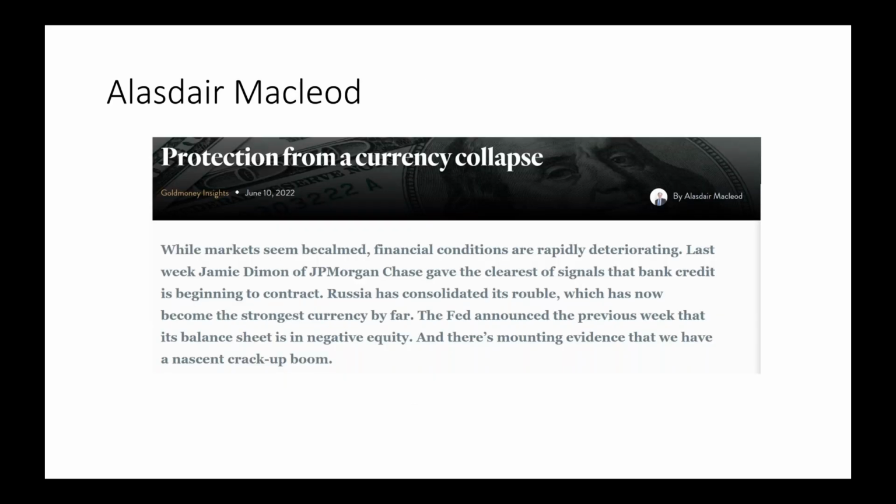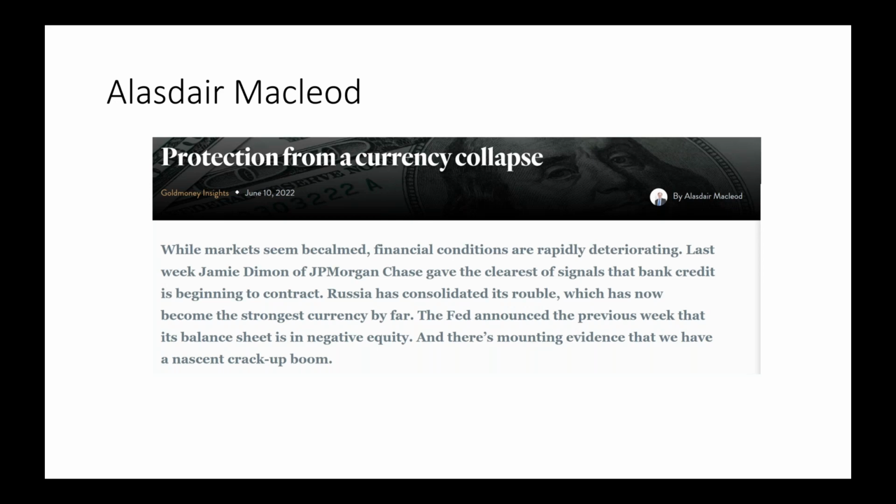Thought you might find a glimpse back in time interesting. Now on to what a past guest on my radio program, Alasdair Macleod, has to say. The headline of his article is titled "Protection from a Currency Collapse." This was published just last week, Friday.